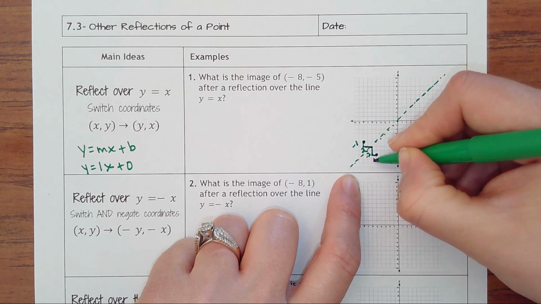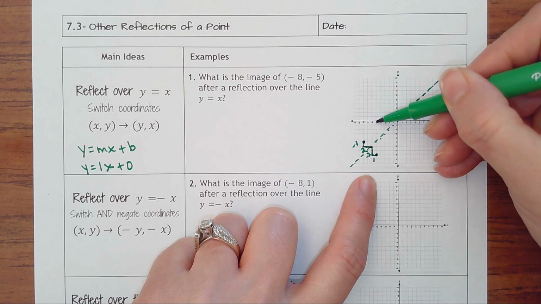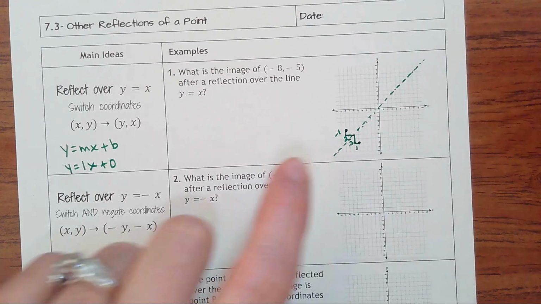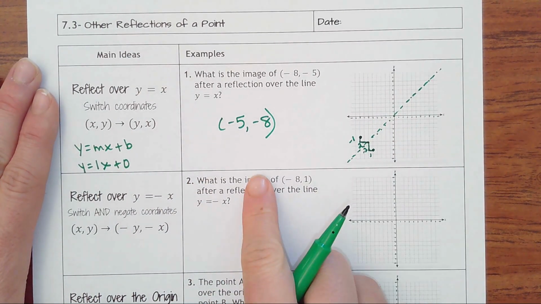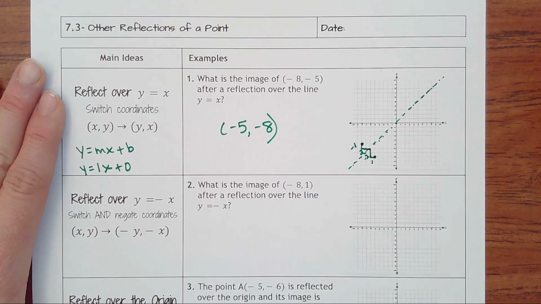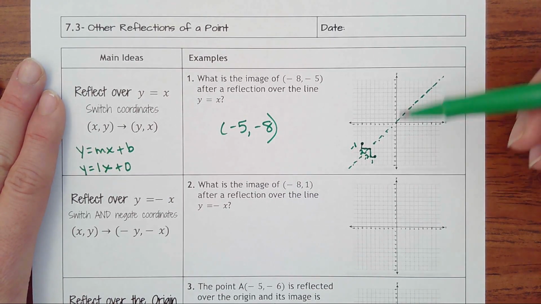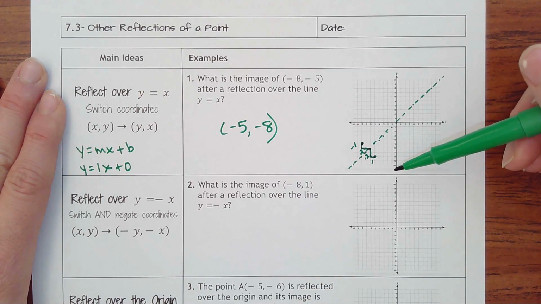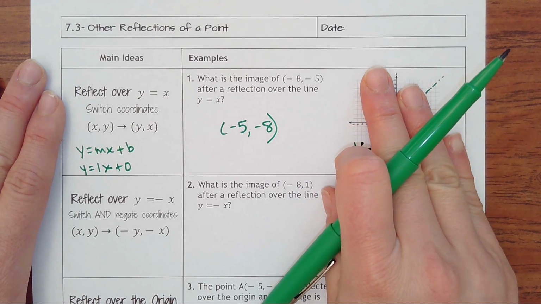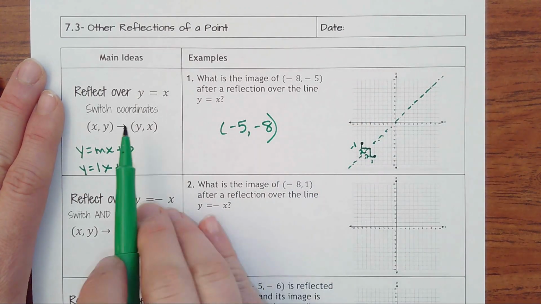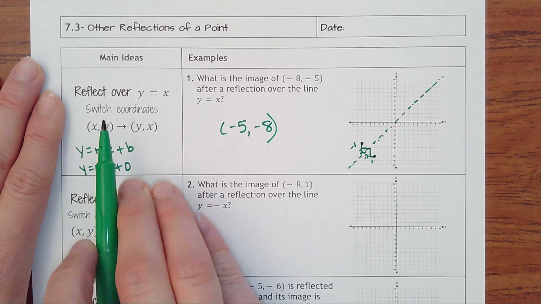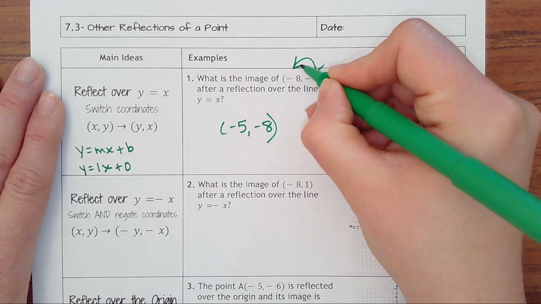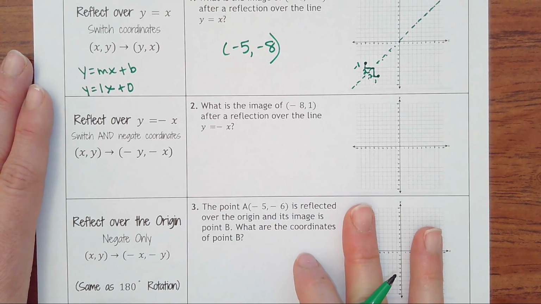So I know this is not very big. And that puts me at -5, -8. Okay, so what's happening is your slopes are going to be negative reciprocals when you reflect over this diagonal line. You won't have to do this. I just want to show you what's happening. What you need to know is that when you're reflecting over a y equals x line, you're switching the coordinates. So they just flip-flop.